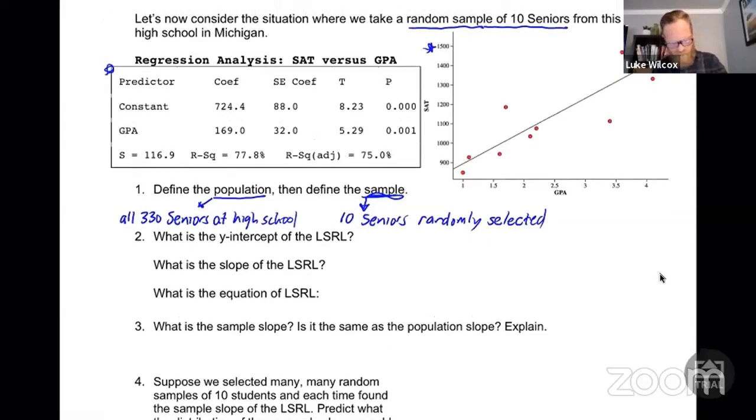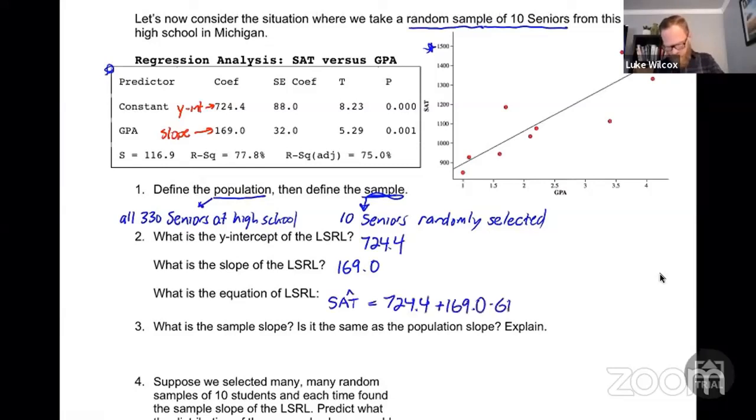For the y-intercept and for the slope, we know exactly where we're going to get those. The y-intercept is the first value here. The slope is the second value here. So let's go ahead and record our y-intercept as 724.4. And let's record our slope as 169.0. And now we know our equation of the least squares regression line. It's going to say that the predicted SAT score equals 724.4 plus 169.0 times the GPA.